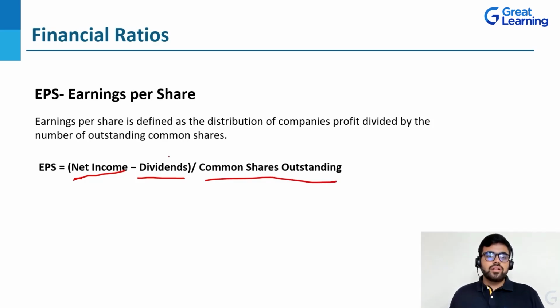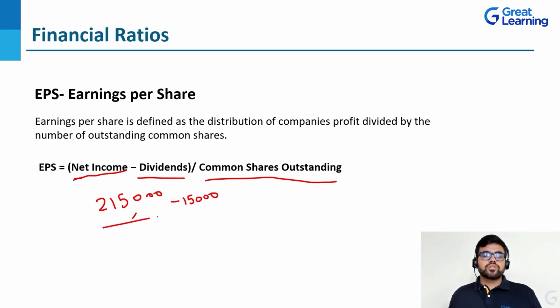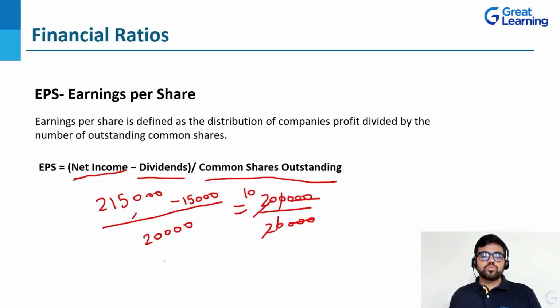Let's take an example. Let's say XYZ company's net income is 22 lakhs 15,000 rupees, and it has allotted 15,000 as dividend. Let's assume the total number of common shares is 20,000. If we calculate it, it would be 2 lakhs over 20,000. So EPS comes out to be 10 rupees.